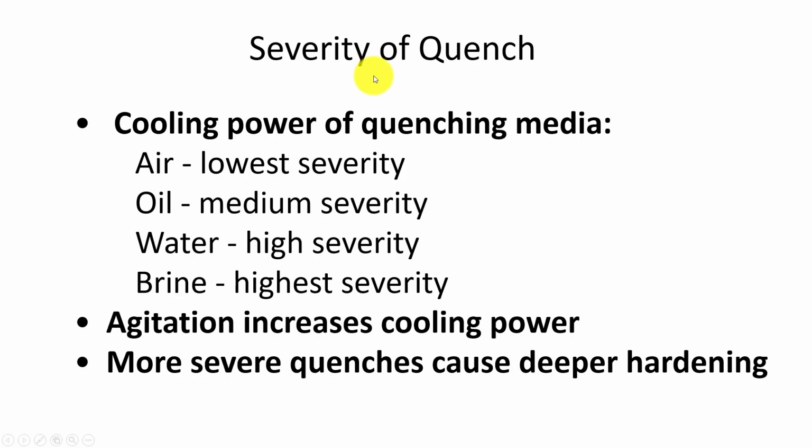So, severity of quench. What are we going to quench this thing in? Well, we're going to take this and we can quench it in a lot of different stuff. Let's talk about 4 major categories here. We could quench it in air. Okay, we're going to be working with A2 series. That's an air hardening steel. So that is the lowest severity. We're going to find some advantages. We're going to talk about that.